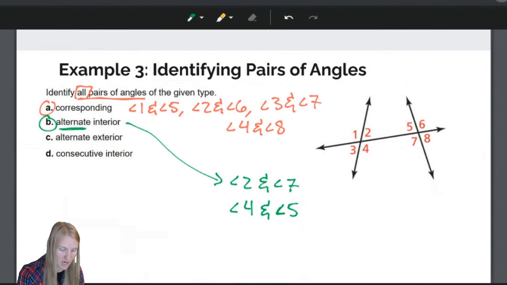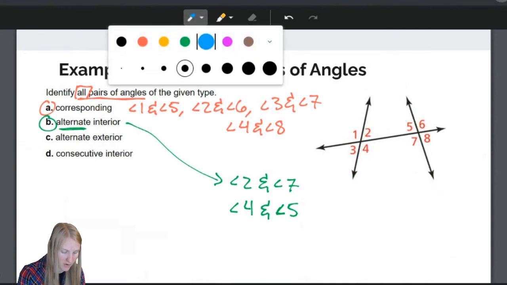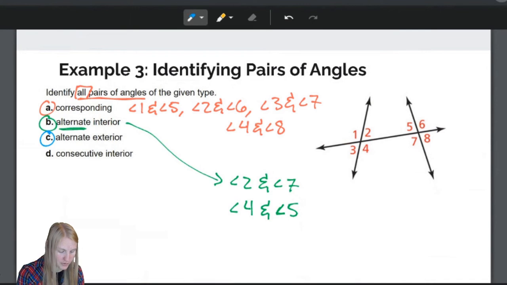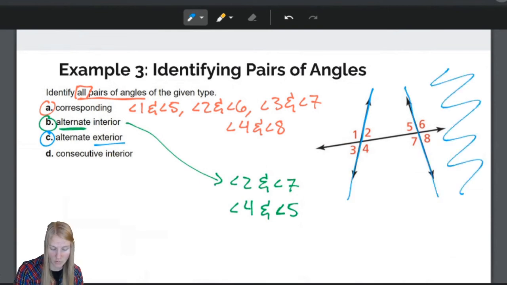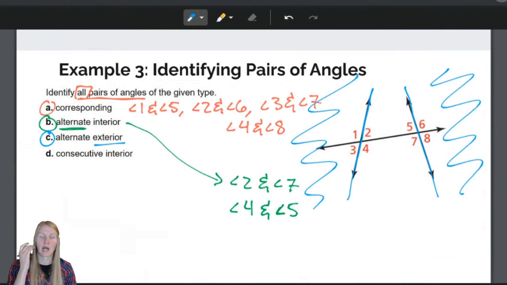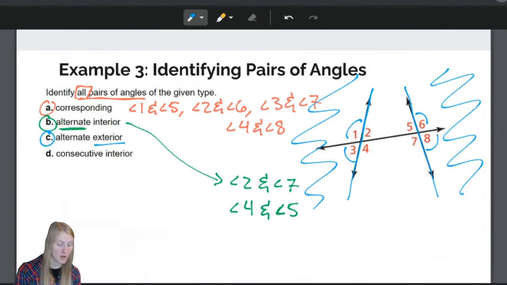Okay, new color. We'll move on to part C. Alternate exterior angles. Exterior means I'm on the outside of the two lines. So I'm looking at 1, 3, 6, and 8. But they need to be alternate. They need to be on opposite sides of the transversal.